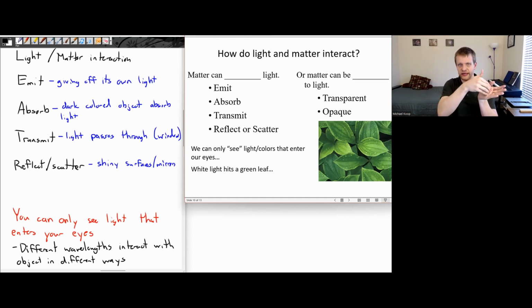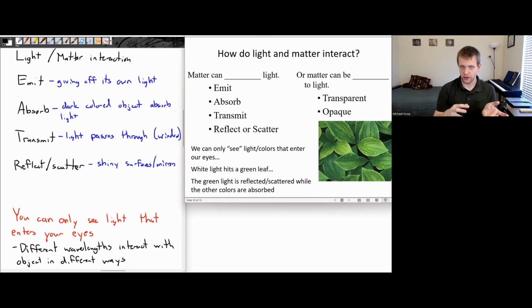That white light hits a green leaf. We see that leaf as being green because the green light is reflecting off of the leaf and going into our eyes. The blue light and the red light are actually being absorbed by the leaf. It's reflecting one color and absorbing a different color. So again, depending on what type of material you have, the pigments of color in that material, what that material is made out of, different wavelengths of light can interact with objects in different ways.